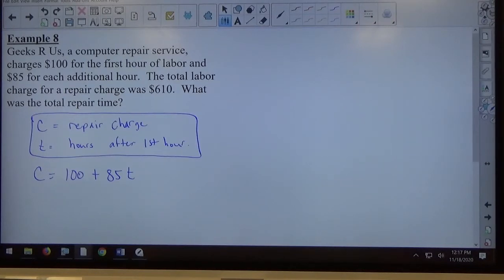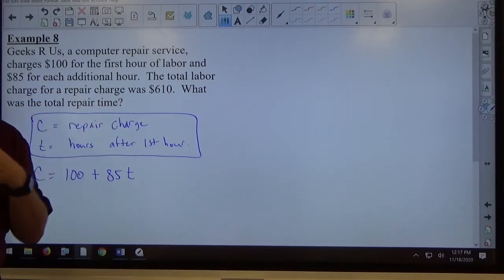Now, what I have to be cautious of here, knowing what my variables represent, is that it says how long do they work. T is not going to be the answer to the problem. T is going to help me find the answer to the problem, but I have to make sure that I answer the question they're asking. If they say how many hours they work, I have to add that first hour they worked. I think the T is going to be how many extra hours they worked, right?